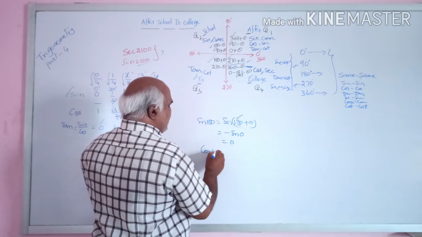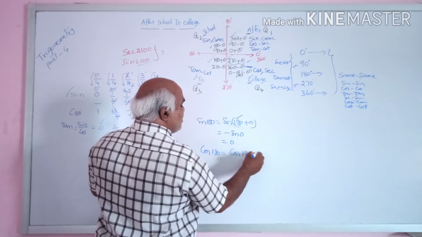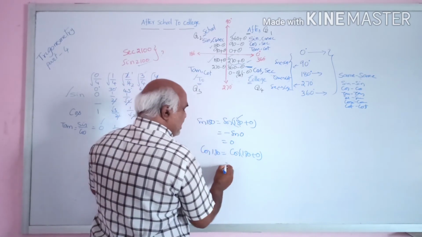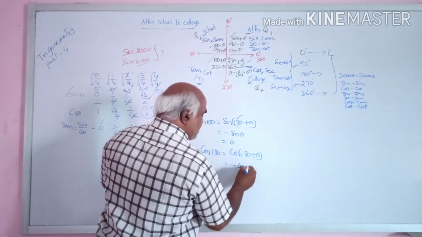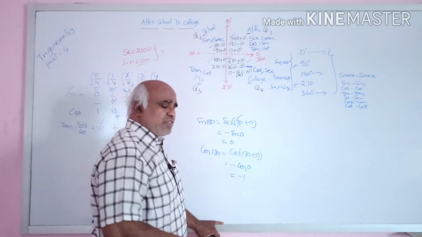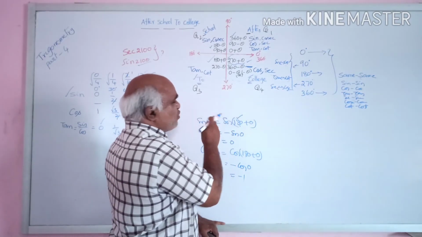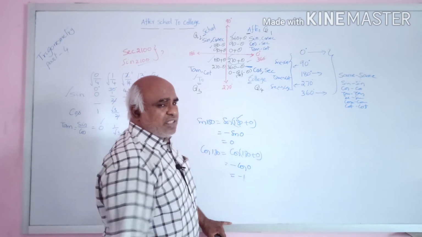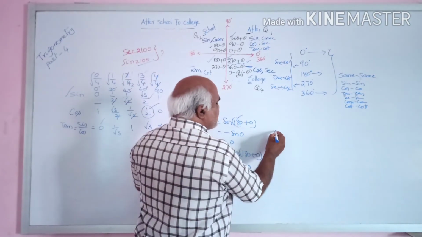Next, cos 180. Cos 180 can be written as cos 180 plus 0. 180 plus 0 is in the third quadrant. In the third quadrant, cos is negative. For cos, same to same, cos 0. Cos 0 means 1, so it is minus 1. Similarly, you can find all the remaining values. This is the easy technique by applying the alphabetical or after school to college and the table values. You can find the biggest value in a similar way. But finally, one example I will give.